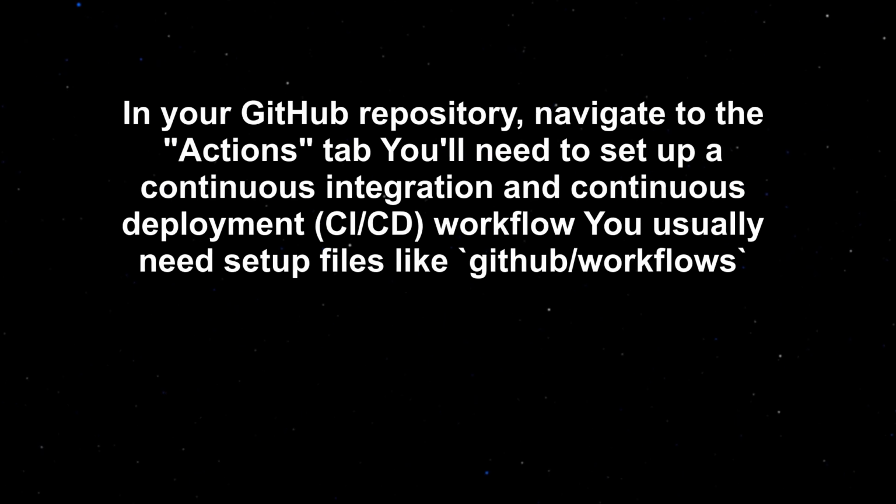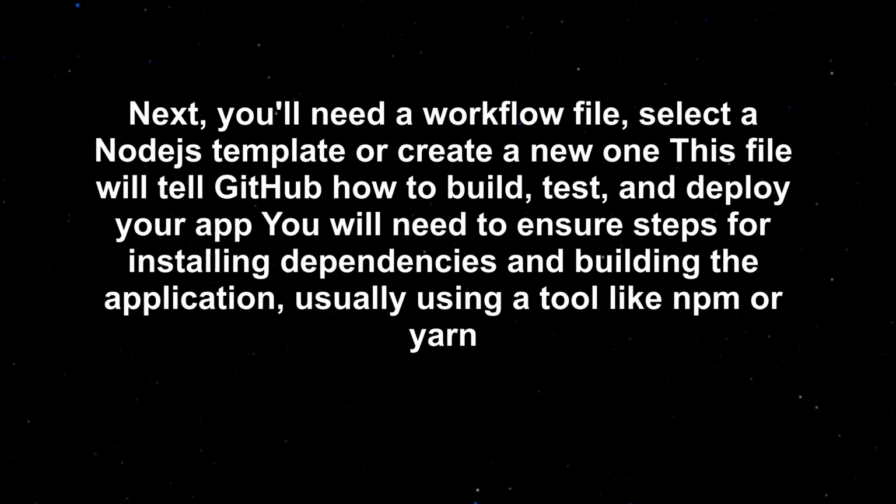In your GitHub repository, navigate to the Actions tab. You'll need to set up a continuous integration and continuous deployment, CI/CD, workflow. You usually need setup files like GitHub workflows. Next, you'll need a workflow file. Select a Node.js template or create a new one. This file will tell GitHub how to build, test, and deploy your app.